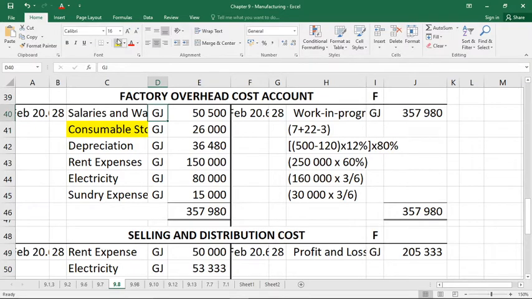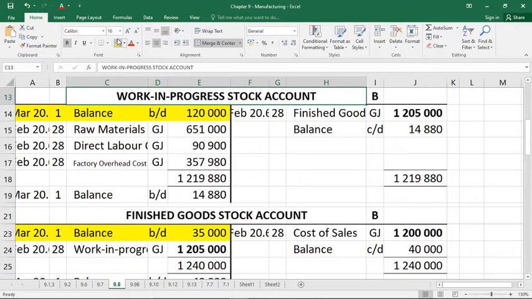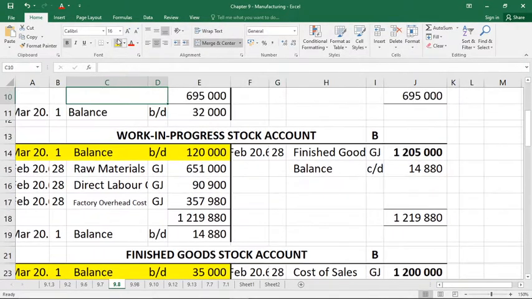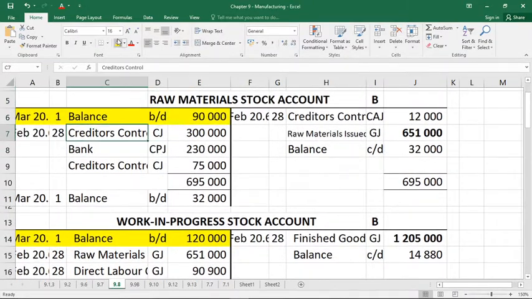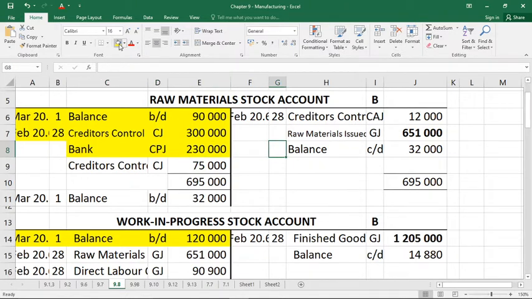Number 1, raw materials amounting to 300,000 were bought on credit. Number 2, raw material amounting to 230,000 were bought for cash. So straightforward transactions here. That means you're going to have a debit entry there, creditors control from the CJ 300,000 and bank CPJ 230,000. You're buying for cash and on credit.